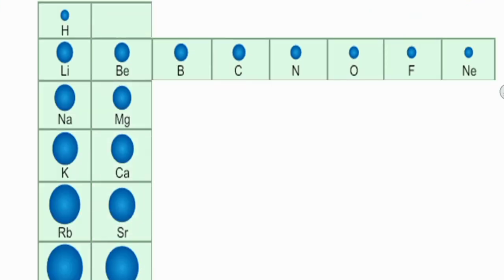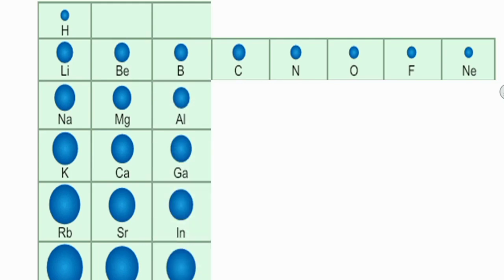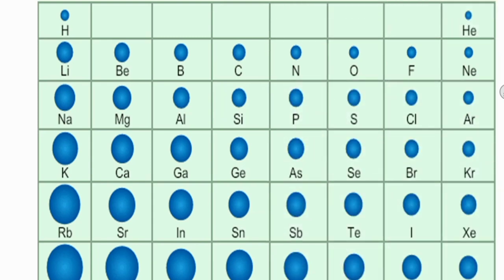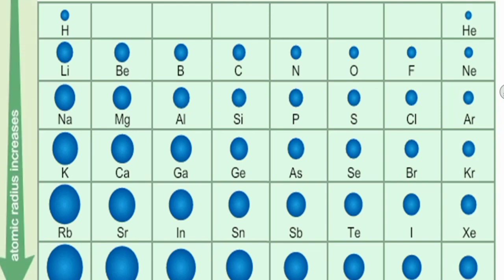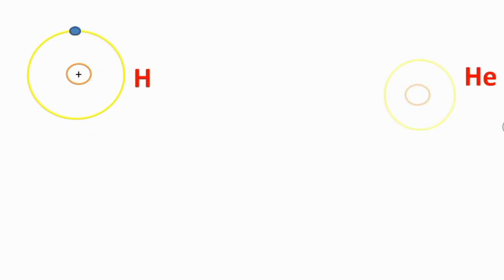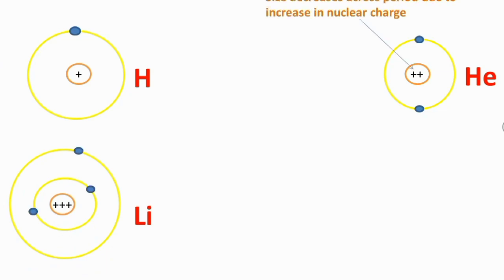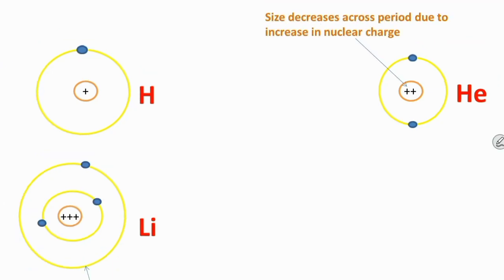Alright, then let's proceed. Now we've talked about the trend as you go down the group. Atomic size increases as you go down the group, for all the groups of elements in the periodic table. So that is that. Now let's quickly imagine this phenomenon. This is hydrogen, this is helium, and this is lithium. Observing what's happening, you discover that there's an increase in atomic size down the group.